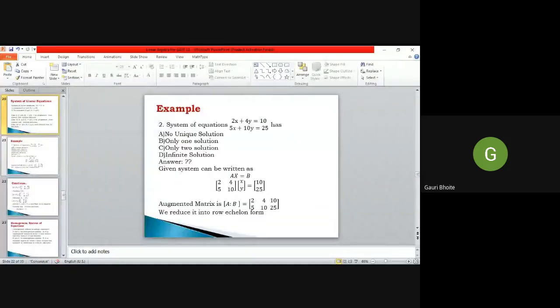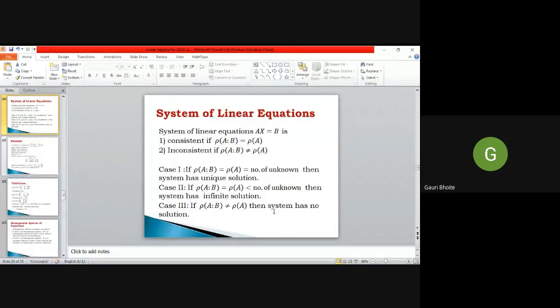Yes, Shivam Sutar, good. Now, when does it have a unique solution? If the rank of AB is equal to the rank of A, which is equal to the number of unknowns, it has a unique solution. If the rank of AB is equal to the rank of A, but it is strictly less than the number of unknowns, then it has infinite solutions. And if the rank of AB is not equal to the rank of A, the system has no solution. Understand?